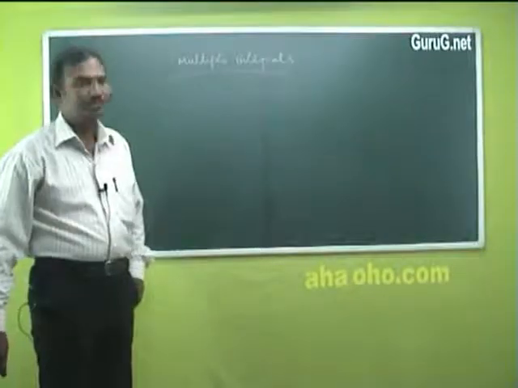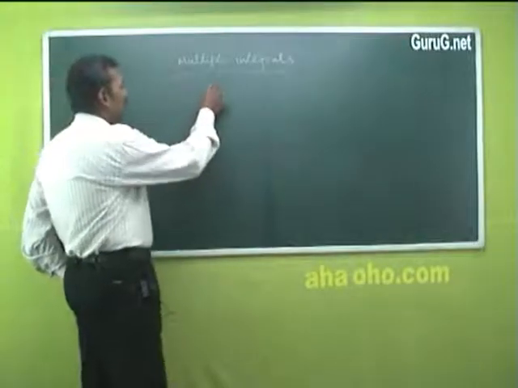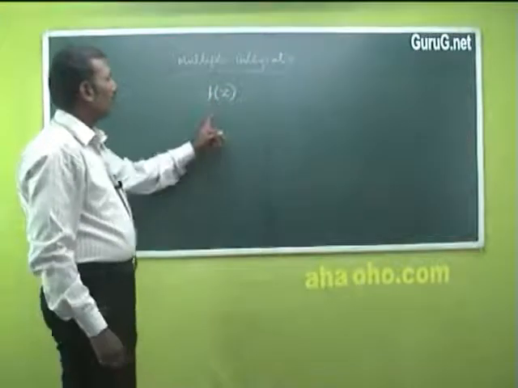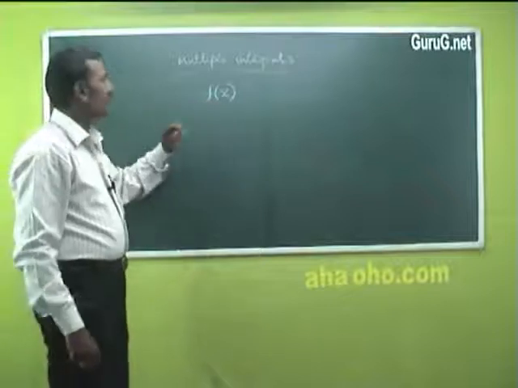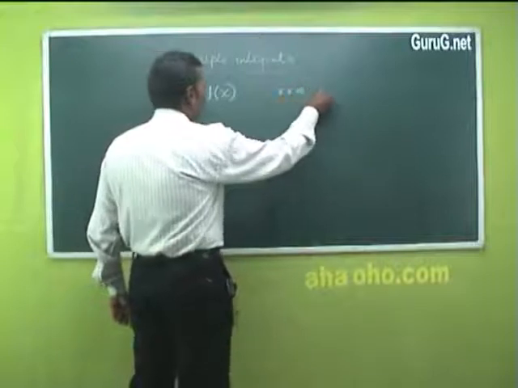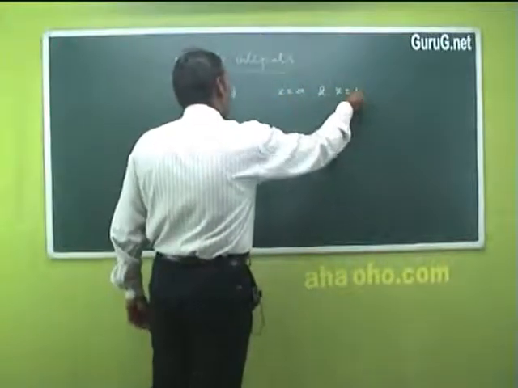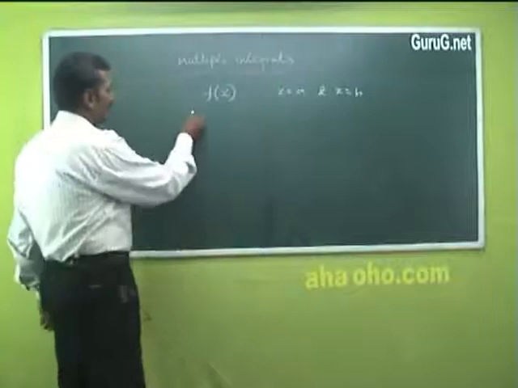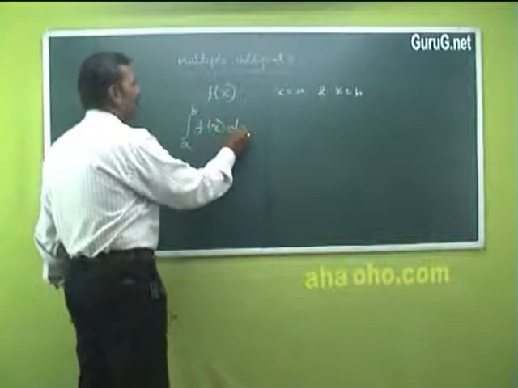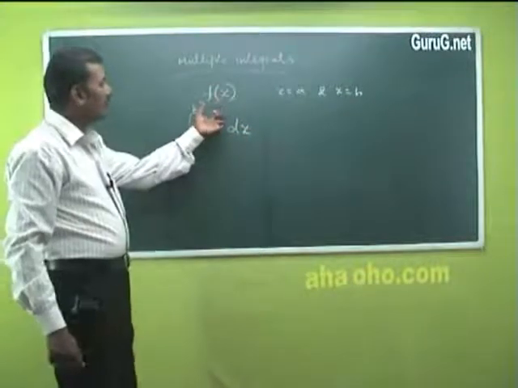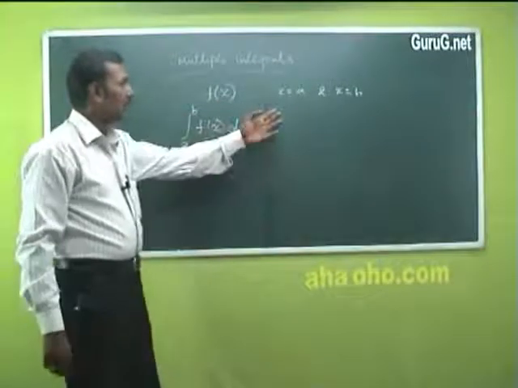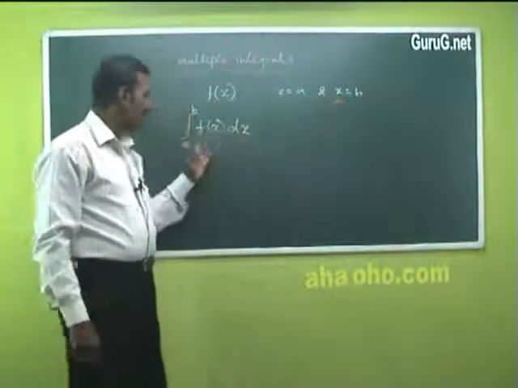Multiple integral. Suppose a function f of x, we have to integrate f of x with respect to x between the limits x equal to a and x equal to b. So we may get a single integral a to b f of x dx. For a function of one independent variable we go for a single integral, between the limits x equal to a and x equal to b.